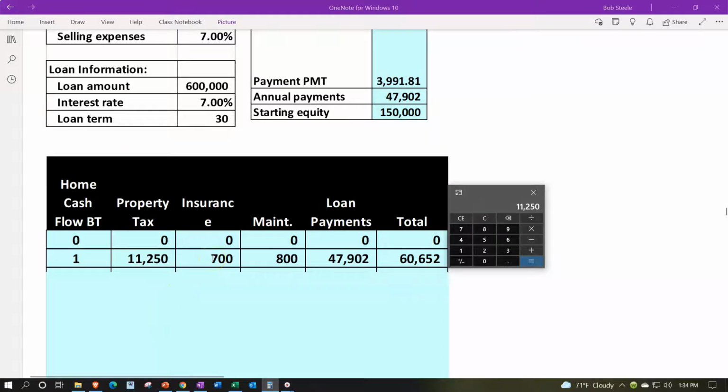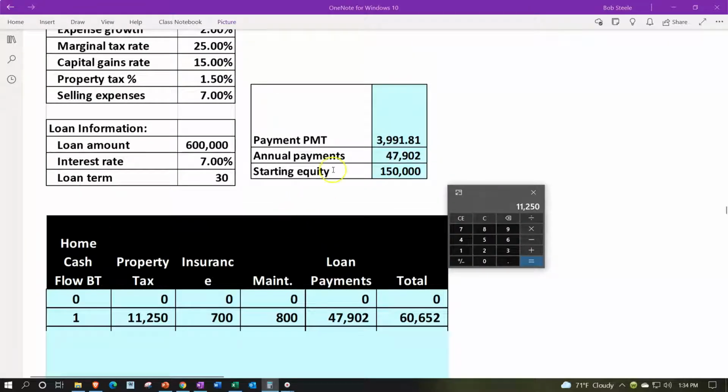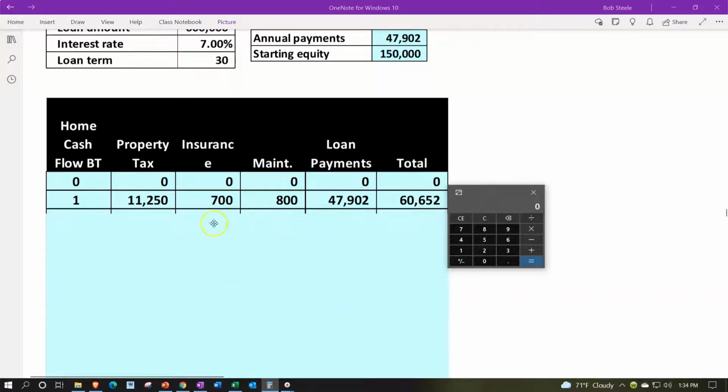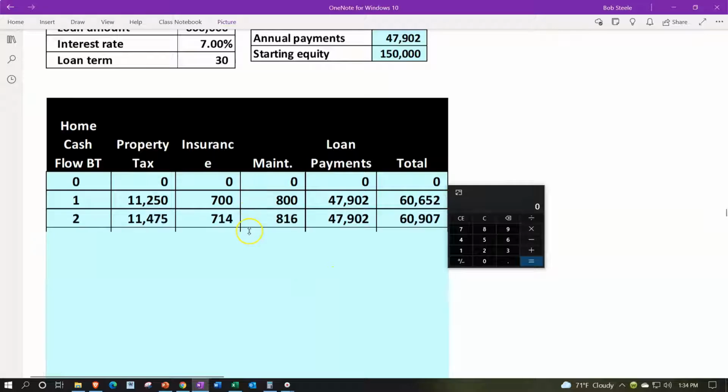The insurance, we said, started at 700. The maintenance is 800. The loan payments, we said, are 47,902. That's not the monthly payment. That's a yearly amount for the year. So that's the monthly payment times 12. And that gives us a total, the 11,250, the 700, the 800, the 47,902, of the 60,652. We expect those to change over time.